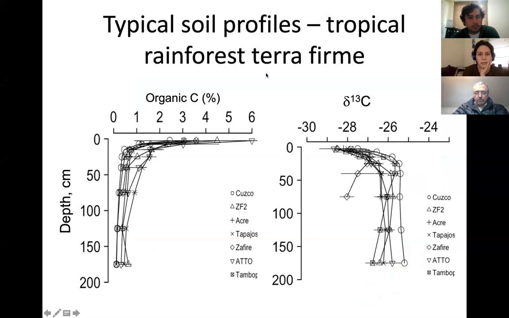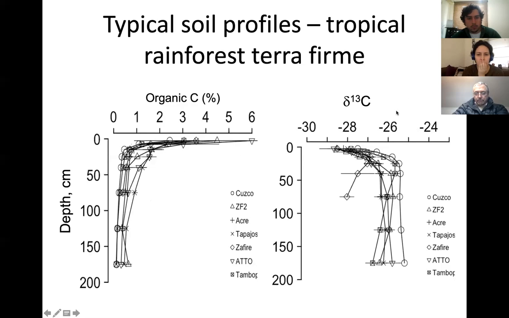What do things look like in a typical soil profile? These are some data that I have together with Beto Quesada from some of his thesis samples. These are sites in terra firme tropical forests going from the eastern Amazon to the western Amazon. And what you can see is the typical depth profile of high organic carbon at the surface, declining rapidly, and then leveling off at depth in these very deep soils.